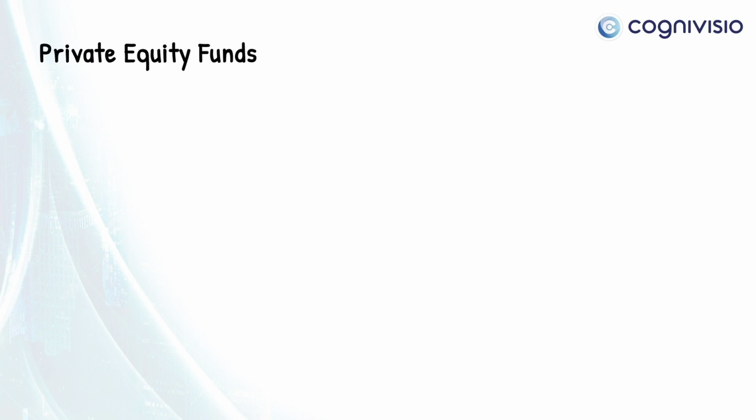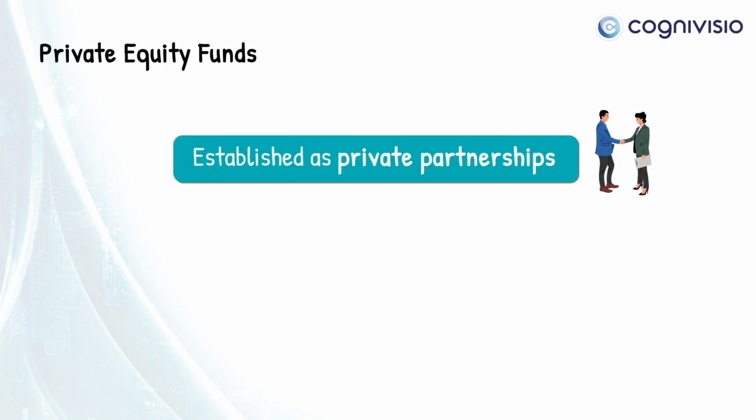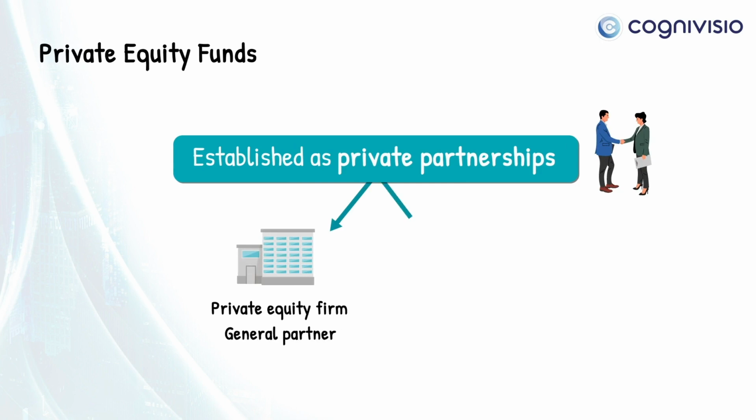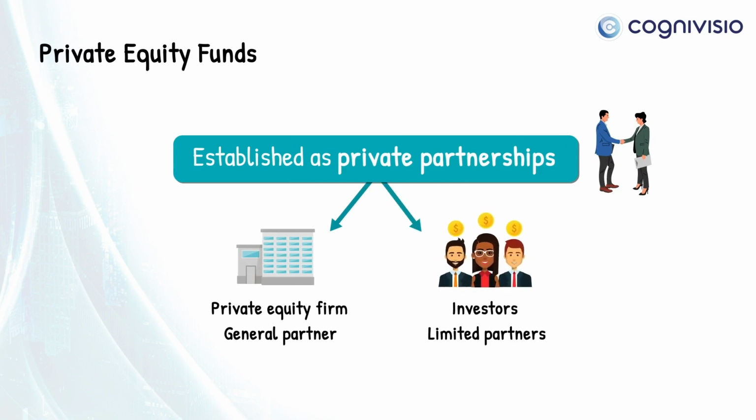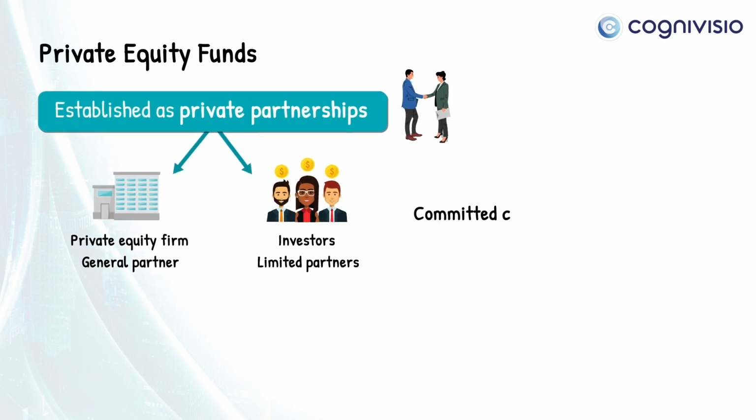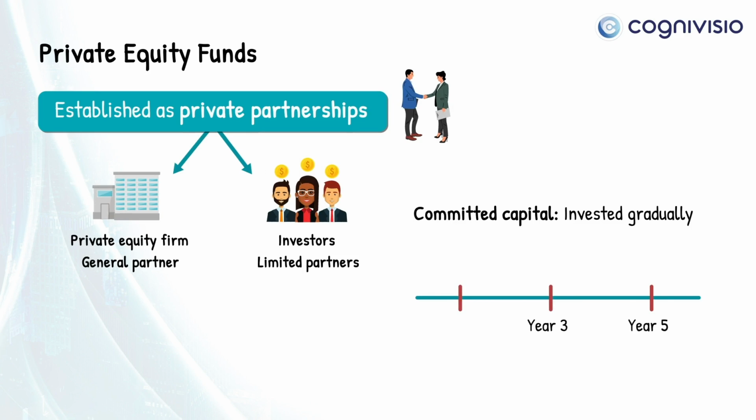Private equity funds are usually established as private partnerships. As such, the private equity firm is the general partner and the investors are the limited partners. The amount of funds that the limited partners agree to provide the private equity fund is called the committed capital, which the fund gradually invests in multiple investments over a period of 3 to 5 years.